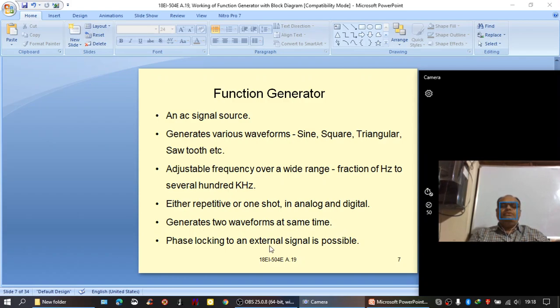Phase locking to an external signal is possible in the function generator. A provision is made in the function generator circuit for external sync. Any external signal is applied through that external sync input to the function generator, and phase locking can be done with an external signal using the function generator.